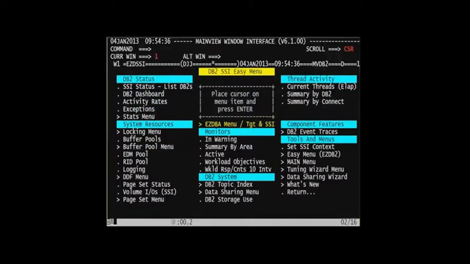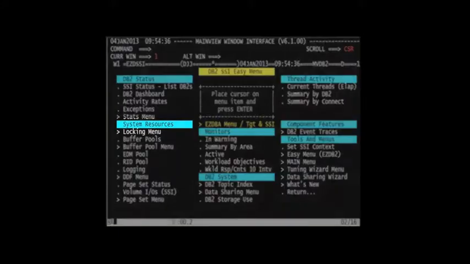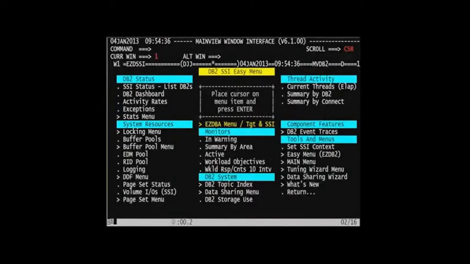What if you want to analyze more than one thread? MainView does provide a locking menu. You see the default EZDSSI menu here. To the left-hand side, there's an entry for locking menu. Hyperlinking on that item, you will be brought to the locking menu view.